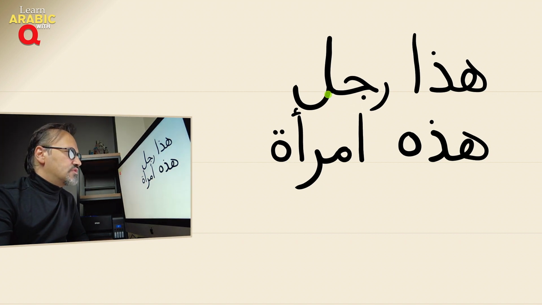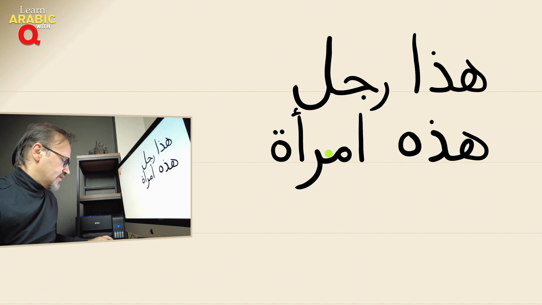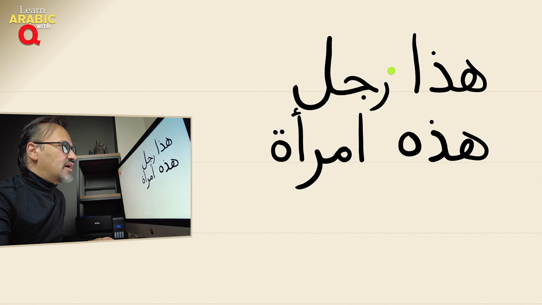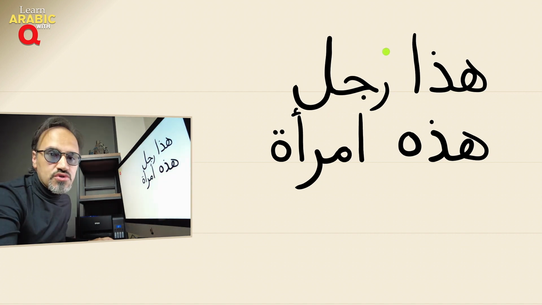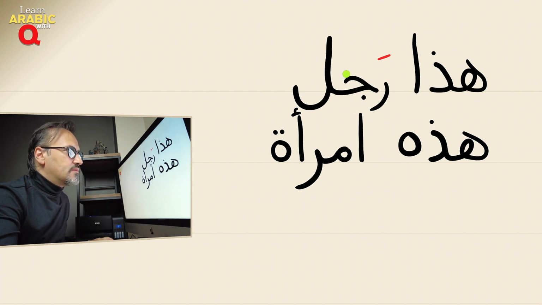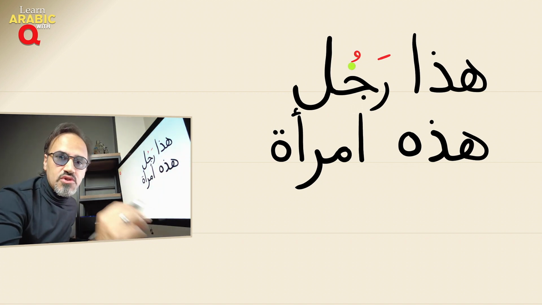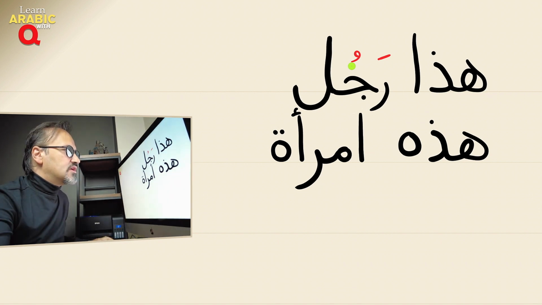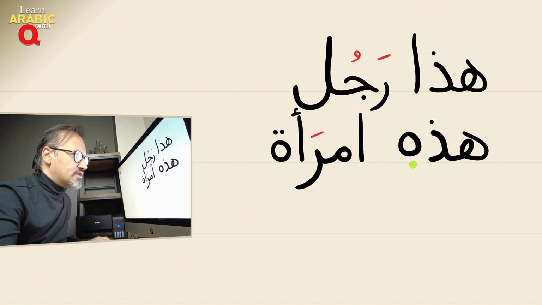Hada rajul, hadihi imra'a. Now let's add some tashkil for this. Remember these marks. So hada rajul. Okay, help me out here. Re, we put a fatha on top. Jul, there's a little u on the top of the j. Hada rajul. Hadihi imra'a. And of course there's a little kasra over here. Hadihi. Remember this from the last lesson.